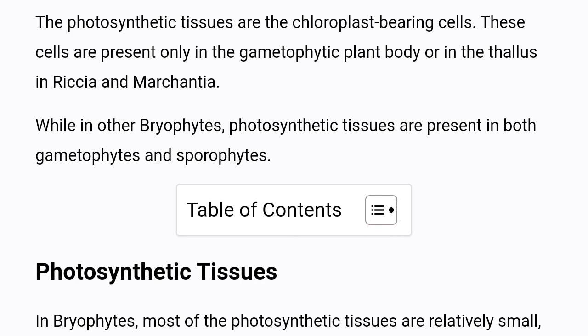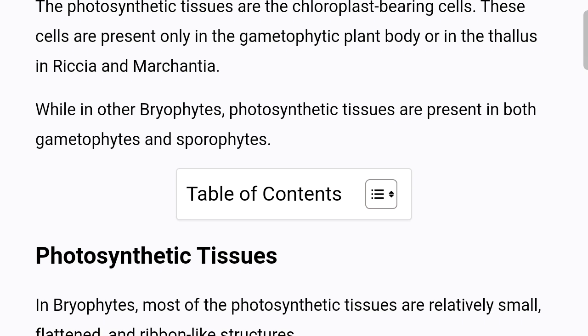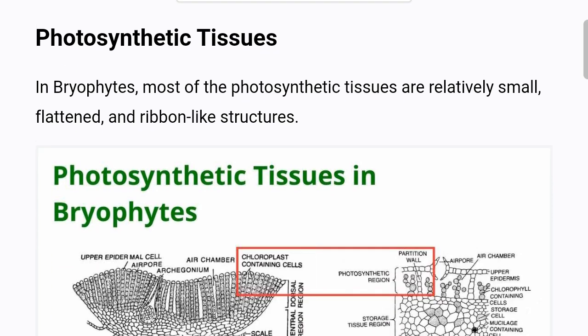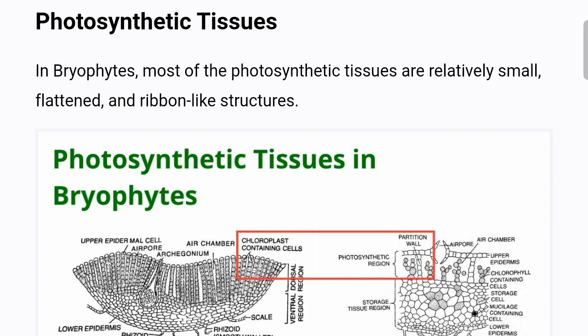The photosynthetic tissues are the chloroplast-bearing cells. These cells are present only in the gametophytic plant body, or in the thallus in Riccia and Marchantia, while in other bryophytes, photosynthetic tissues are present in both gametophytes and sporophytes. In bryophytes, most of the photosynthetic tissues are relatively small, flattened, and ribbon-like structures.